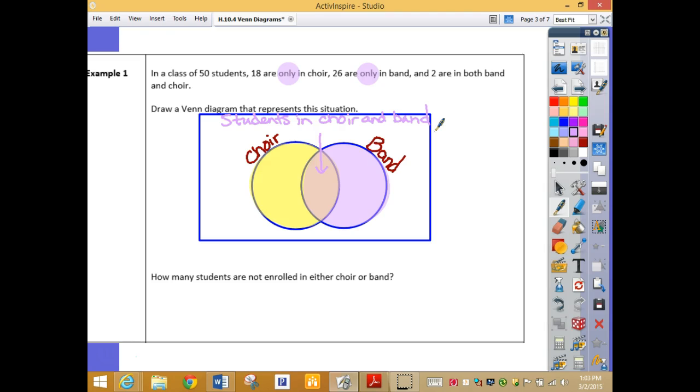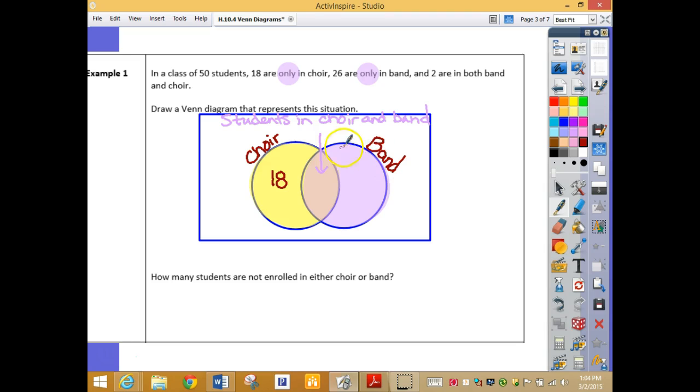All right, what do we know? It says in a class of 50, so we know there's a total of 50 kids that we talked to. 18 are only in choir. So that word only tells me I'm able to put that number in there somewhere. Here the whole circle is choir, but what part represents only choir? The yellow part. So we know that 18 goes in here.